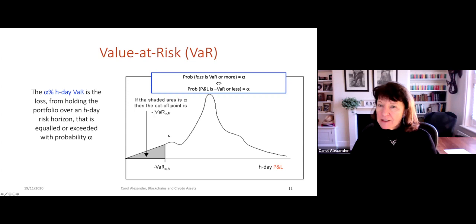And value at risk concerns a loss. What we want to find is some level here of loss. So I've said minus VAR, because VAR is a positive number representing a loss. For example, if our value at risk is $2 million and it's a one-day value at risk, that means that we're fairly sure we won't lose more than $2 million over the next day if we don't change the portfolio.